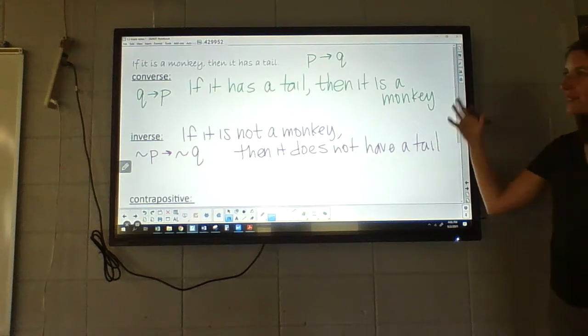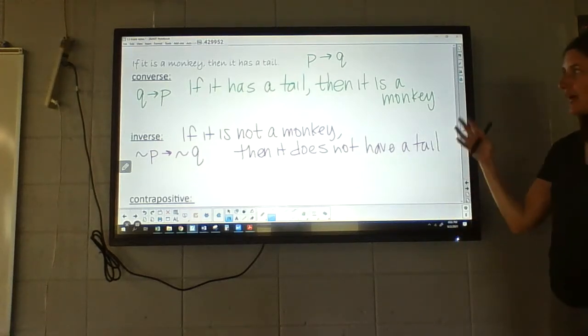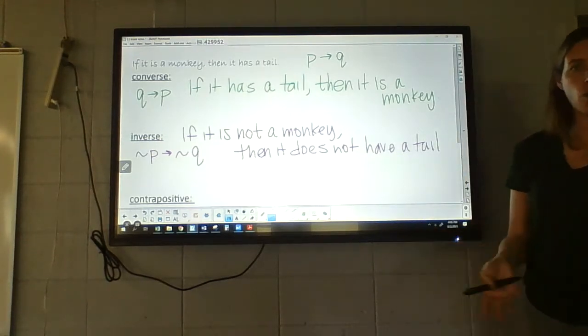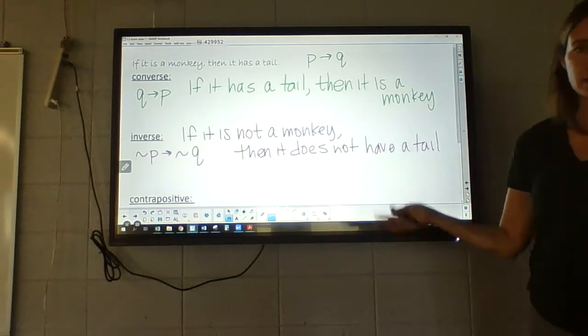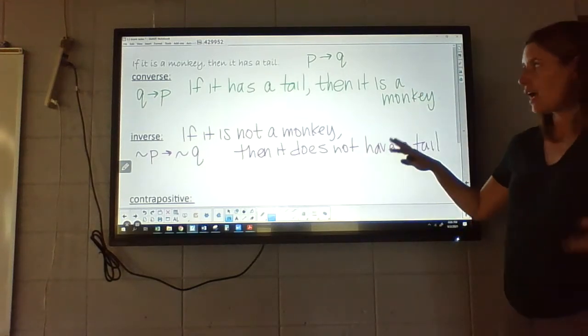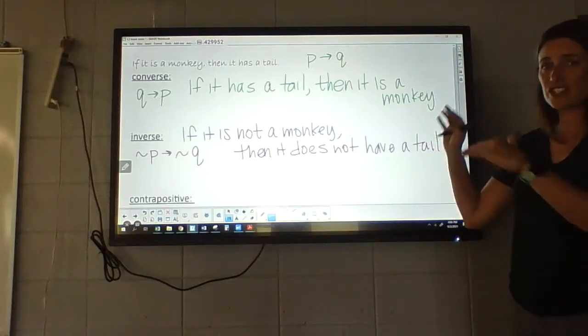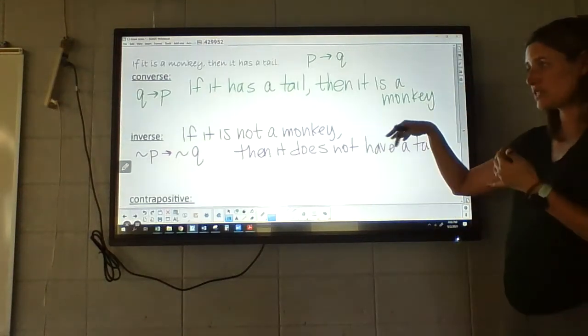Now I'm hoping you're realizing and starting to think about these. If it has a tail, then it's a monkey. So again, I go home, I see my dog, he's got a tail, or she's got a tail, she's not a monkey. So these are false statements. And they're both false, and that's okay. Actually, these two should always be the same.